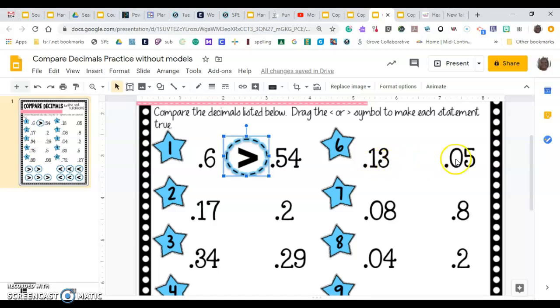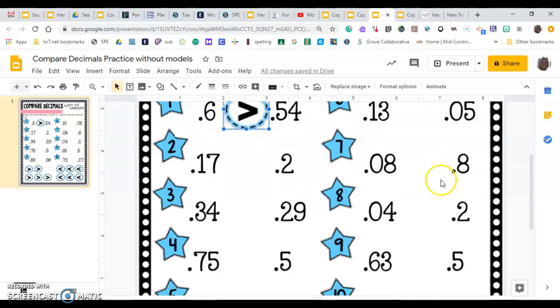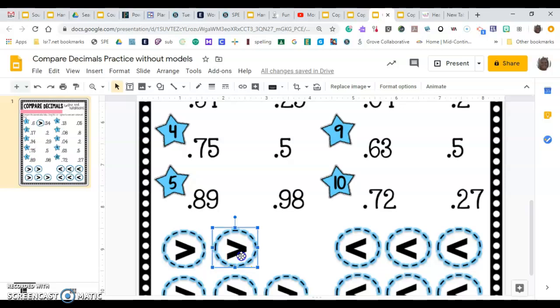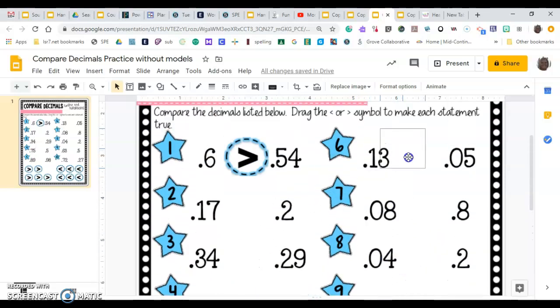Let's try this one over here, number 6. I have 13 hundredths and 5 hundredths. Those are both in the hundredths, so I know that 13 is greater than 5 hundredths, but I can visually think about it. In 13 hundredths, I have 1 whole tenth colored in and 3 of the next one. But in 5 hundredths, I only have 5 little squares colored in. I don't even have a whole column yet. So 13 hundredths is greater than 5 hundredths. So I'm going to go down, grab one and bring it up.